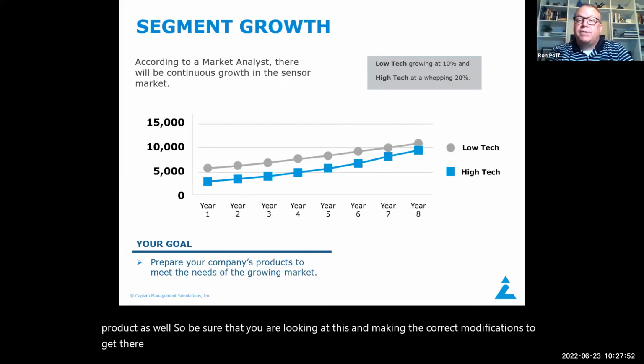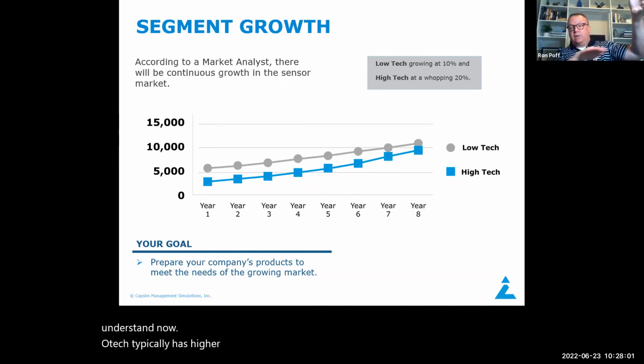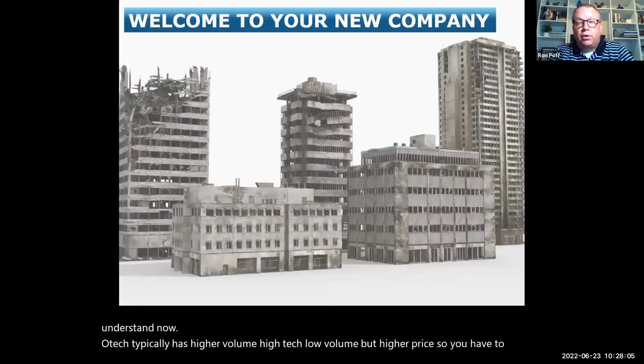Segment growth, low tech is growing at 10%, high tech at 20%. Something to understand. Now, low tech typically has higher volume, high tech, low volume, but higher price. So you have to understand which one you're going to.